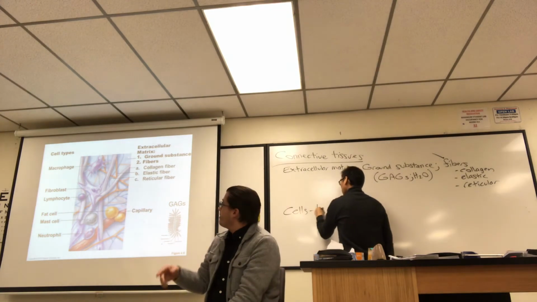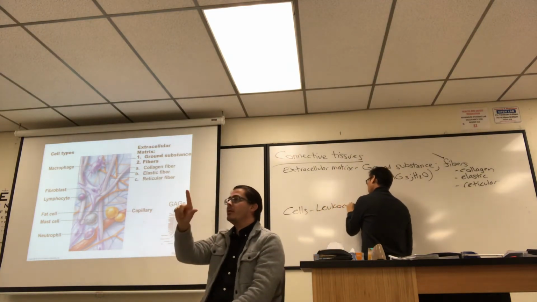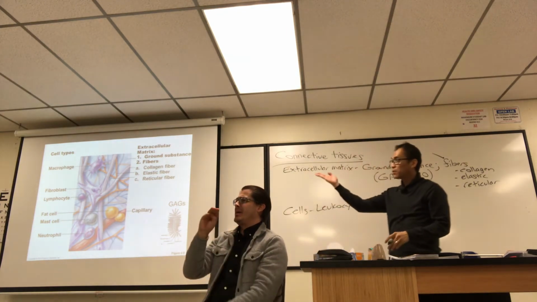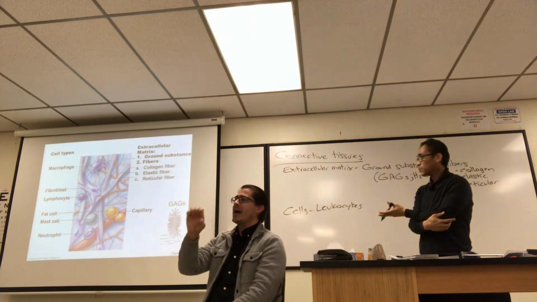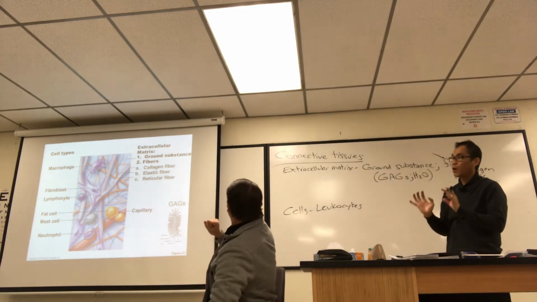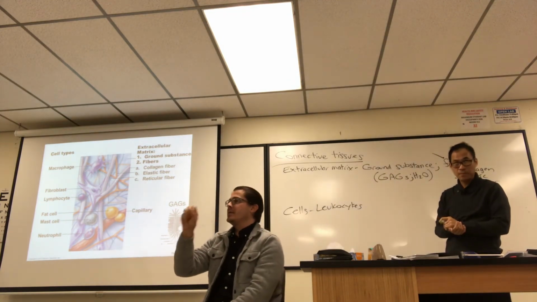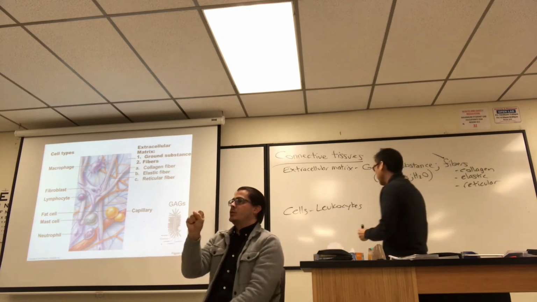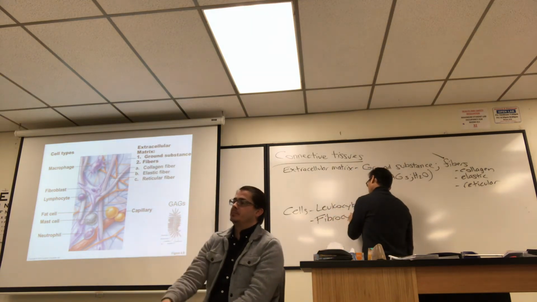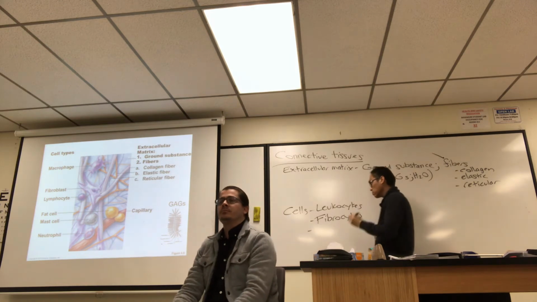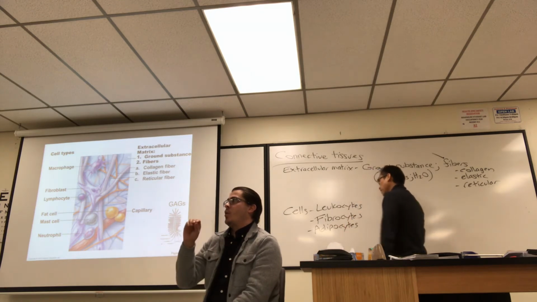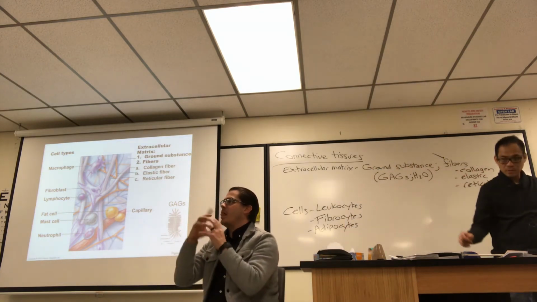leukocytes, white blood cells. This slide has macrophage, lymphocyte, mast cell, neutrophil. Those are all kinds of leukocytes. And of course, what we mostly see are the cells that secrete the fibers. Those are fibrocytes or fibroblasts. And you usually see a lot of adipocytes, commonly known as fat cells. And those are mostly for nutrition.